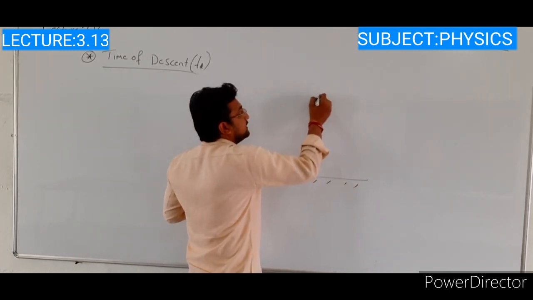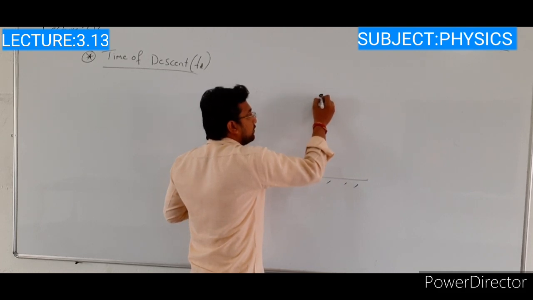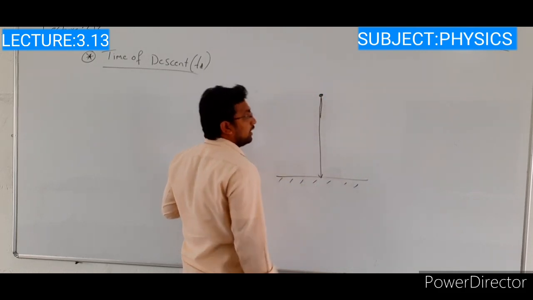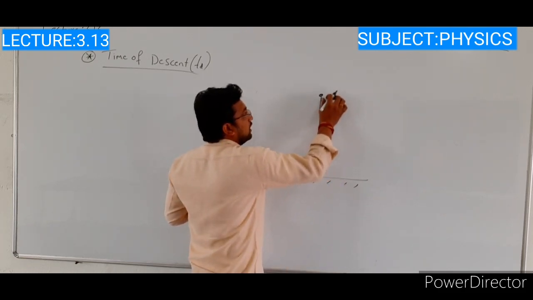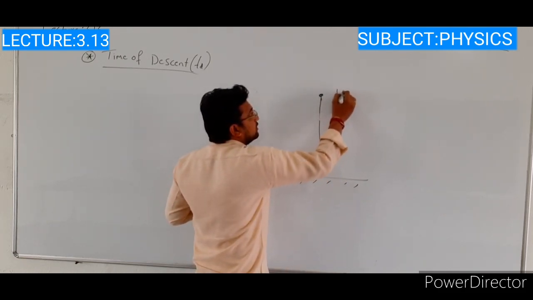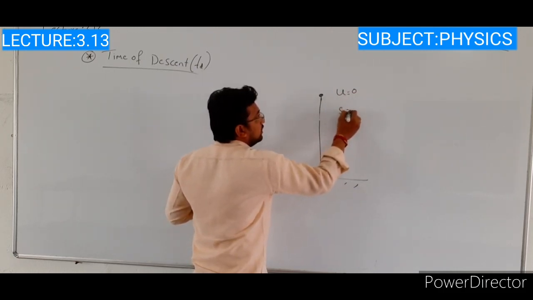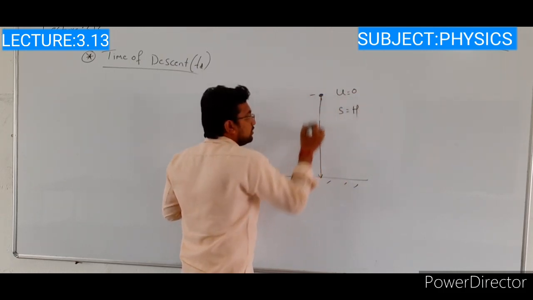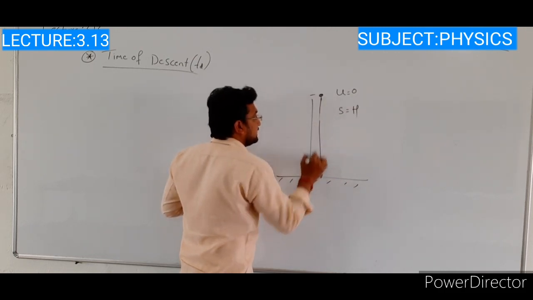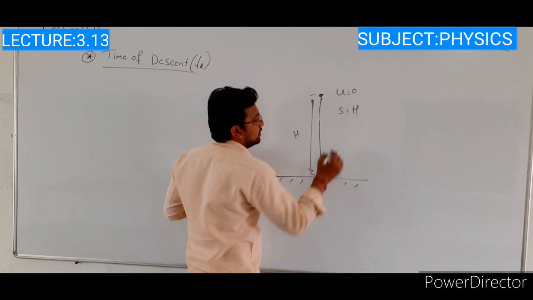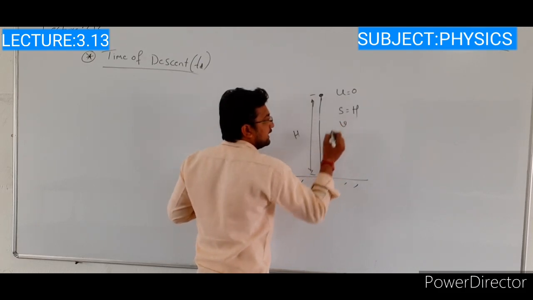So the object is present at a certain height. Here this object is released from this height. This body reaches the ground, right? So in this case, what are the conditions? Initial velocity of this object is 0, right? And s is equal to the maximum height h, from this position to this position. The distance is h, right? S is equal to h, and the final velocity of the object is v.